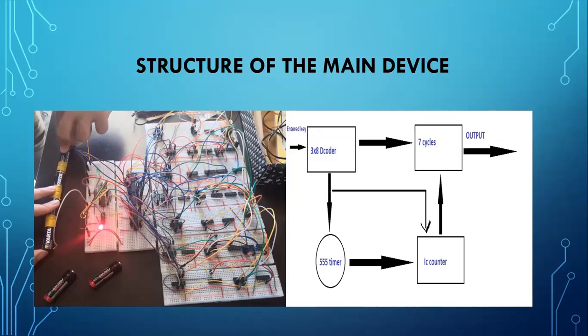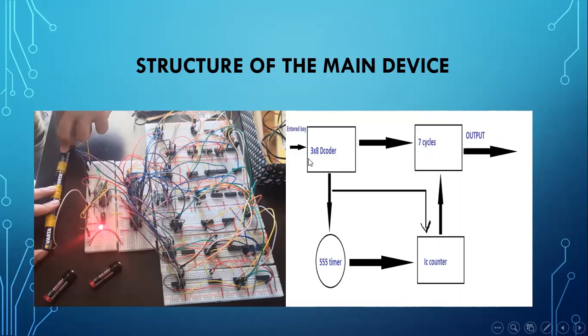From the time the user sets that enter key, the clock starts to work. The enter key is actually an input for the decoder. The decoder sends the signal to the 7 cycles, deciding which cycle should work out of the 7. If the enter key for the first digit is, for example, 5, so the 5th cycle, no, the 4th cycle actually, because it starts from 0, is going to be cycle number 4. That is the one whose output we are going to need.